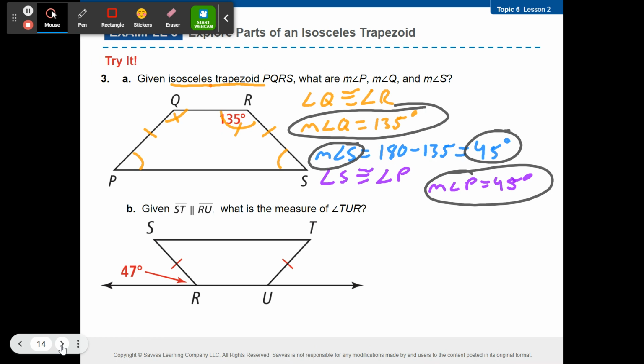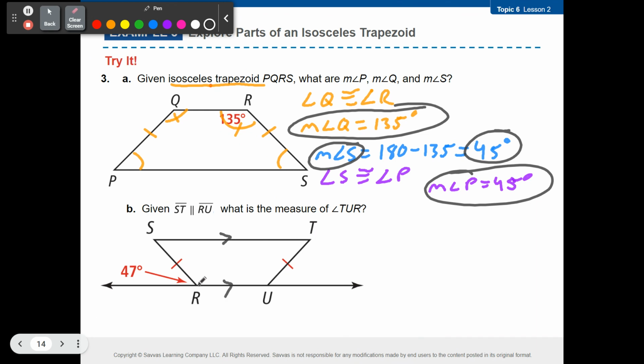All right, so letter B, they're saying ST is parallel to RU, okay? And you have these congruent legs. So the question is, do we have an isosceles trapezoid here? Yes or no? We do. So diagonals, all those properties apply. Diagonals are congruent, base angles are congruent, and the top angles are congruent, but they're also supplementary because it's a trapezoid. In this case, they want you to find the measure of angle TUR.